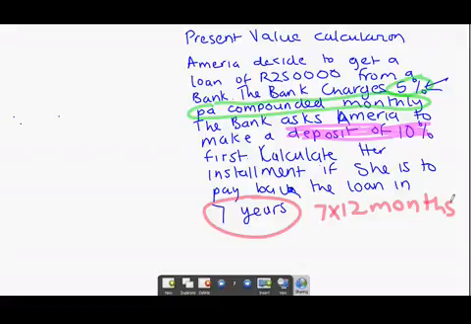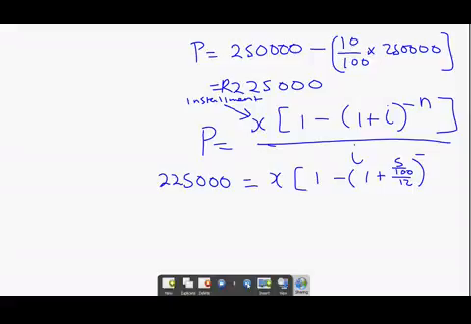So if it's going to be 7 times 12 months, it's going to be 84. So 84 months is what we have. So it's minus 84 months, which is 7 times 12. Then you close the bracket, then you divide this one by again, our i, which is 5 over 100 divided by 12. This is now what we have.